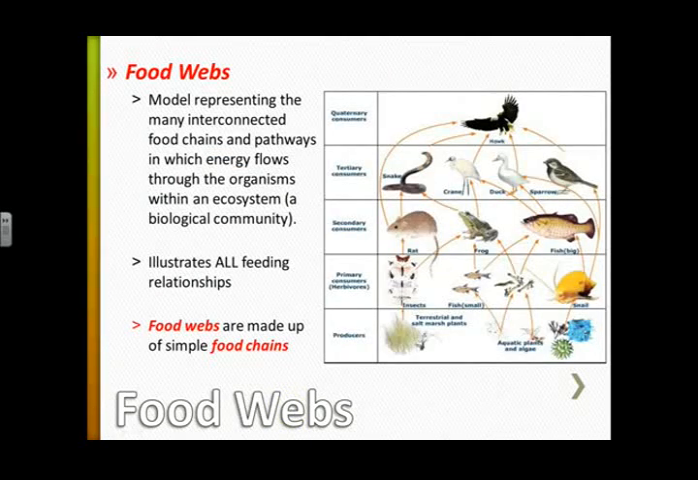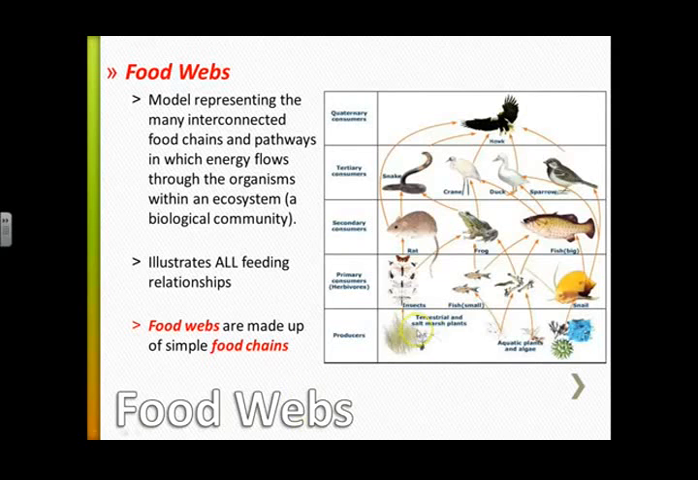However, over here we have a food web, and this is a model representing the many interconnected food chains and pathways in which energy flows through the organisms within an ecosystem and biological community. It illustrates all the feeding relationships, all of them. So unlike a food chain that's just picking one path, this is showing all of them. But food webs are made up of simple food chains. So you can find food chains within a food web.